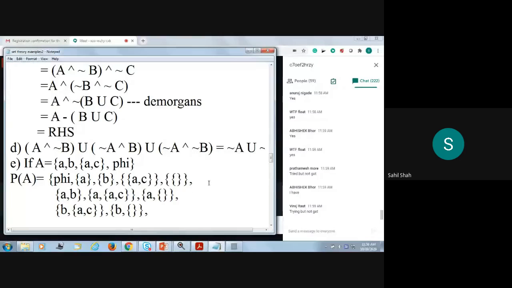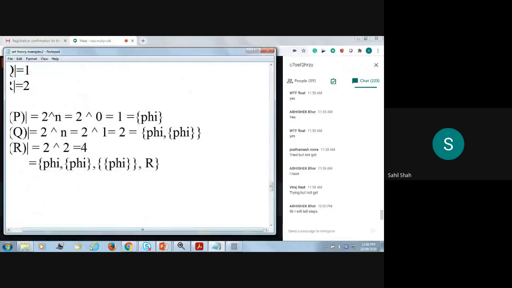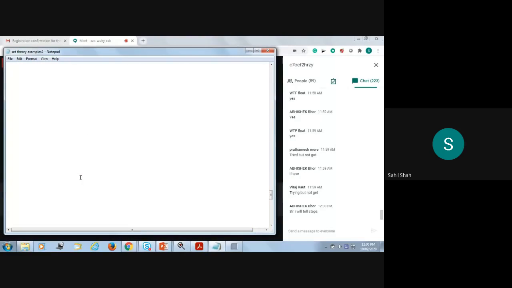Abhishek, would you like to share your solution? Abhishek Bhor, would you share? Tried but not got. Not got means you are not following the laws. That is the reason why you are not. Sir, I will tell the steps. Okay, it will take time. Okay, no issue. You can tell the steps. I will solve it so that everyone will understand.